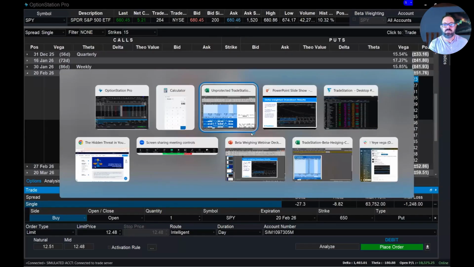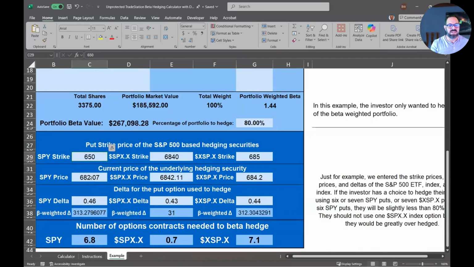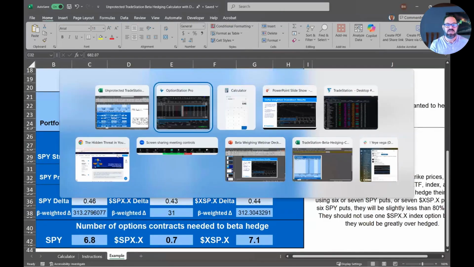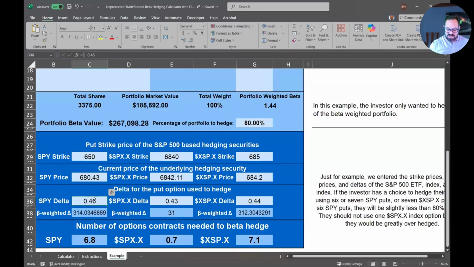So I would go ahead and go back, put in the strike, 650. You don't have to fill out all of these. It is in the example, but you don't have to. So that's the strike. The current SPY price was what, 680.43. And the delta we were using is 0.27. I'm just going to use the positive for it. It doesn't matter. That means I need roughly 11.6 to hedge 80% of my portfolio using that 650 strike price.